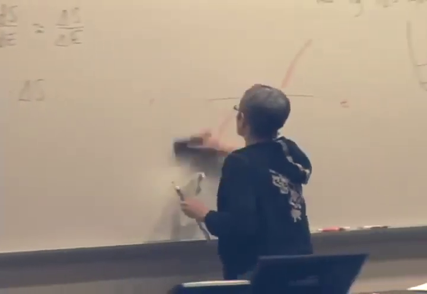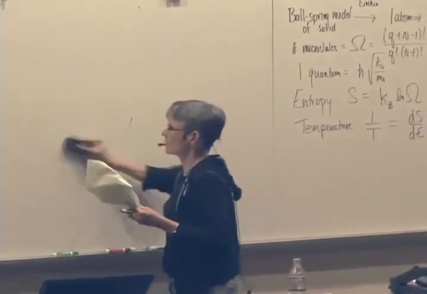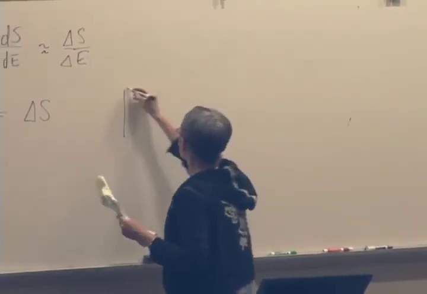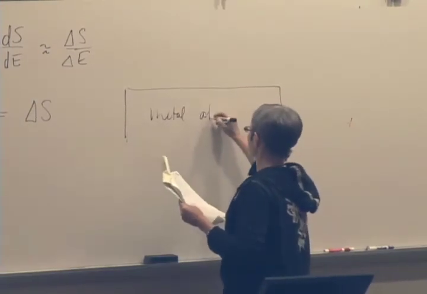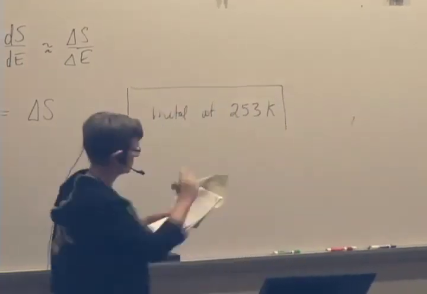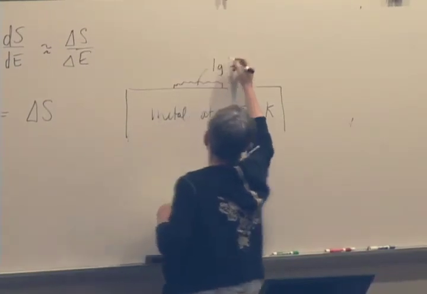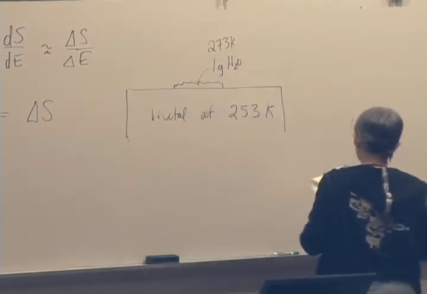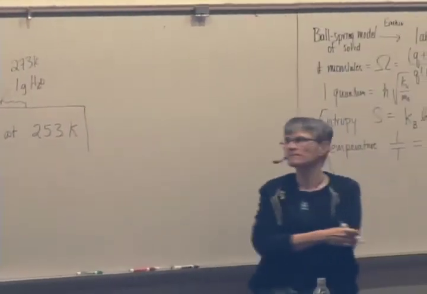Okay, suppose we did it the other way and we were freezing ice, freezing water. So we're going to do it the other way. So we're going to take, here's a block of metal at 253 Kelvin, so minus 20 Celsius. And we're going to pour our little gram of water here at 273 Kelvin. So let's calculate the entropy change for the system and for the surroundings in this situation.